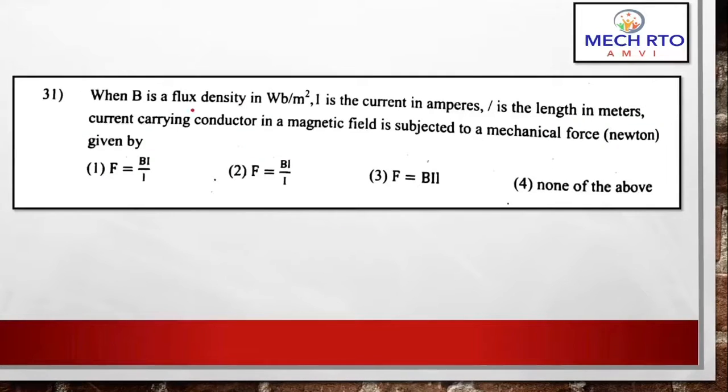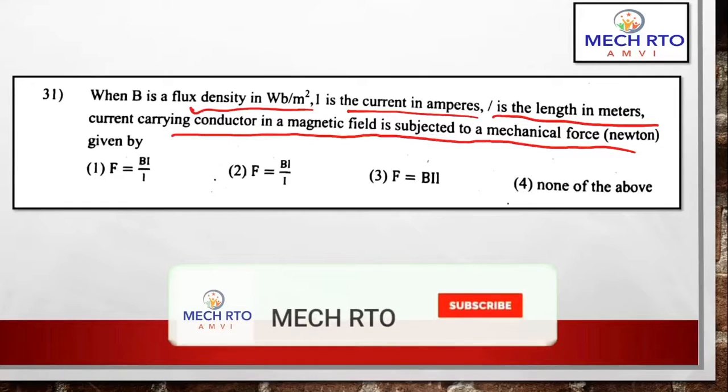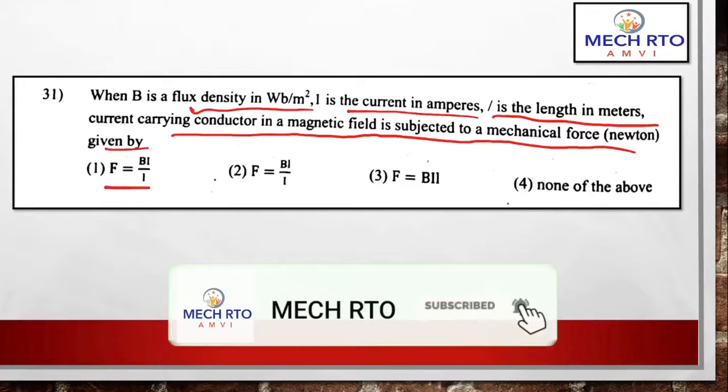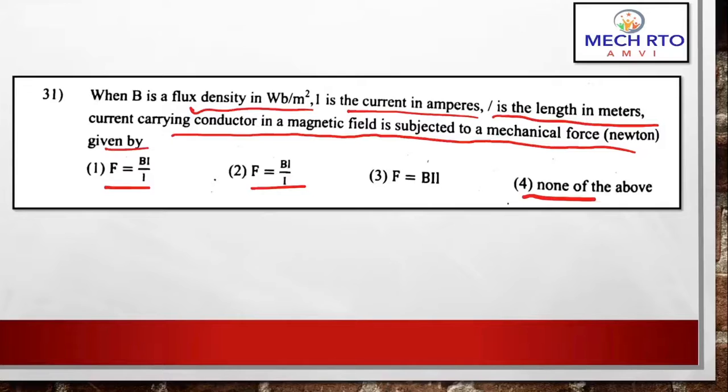When B is the flux density in Weber per meter square, I is the current in amperes, L is the length in meters, a current carrying conductor in a magnetic field is subject to a mechanical force in Newton given by. Options are this, F equals to, these are the options, right?